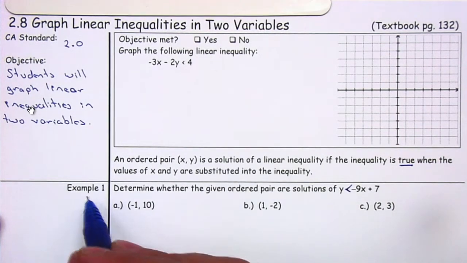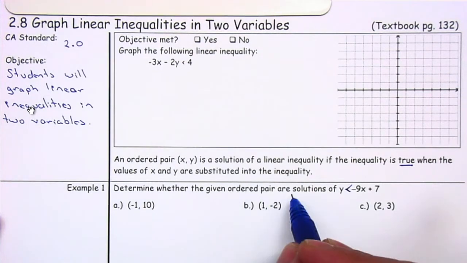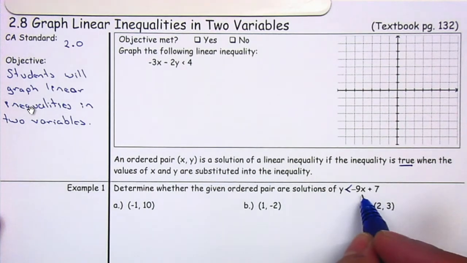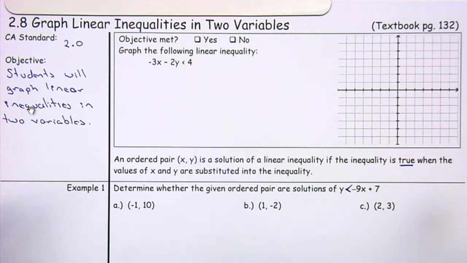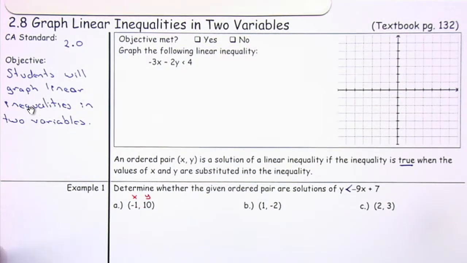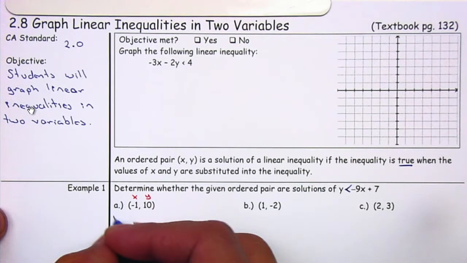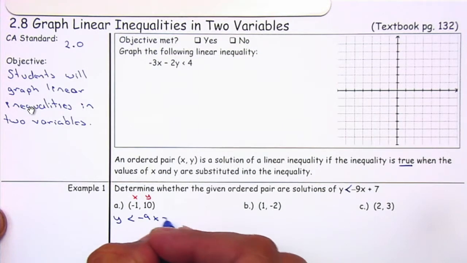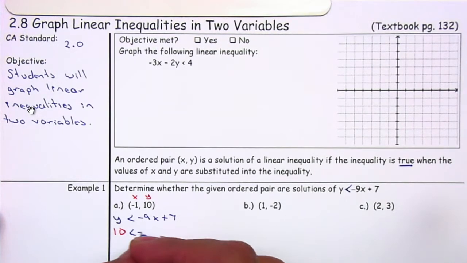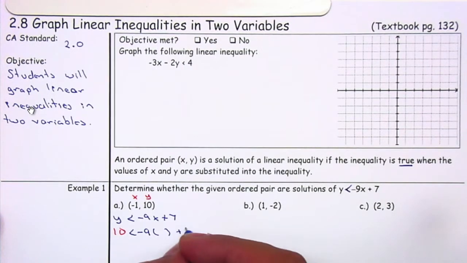For example, number 1: determine whether the given ordered pairs are solutions of y is less than negative 9x plus 7. We are going to substitute the value of x and the value of y into the inequality. If it's true, it's a solution. If it's false, it's not a solution. Instead of the y, we're going to plug in a 10, and instead of the x, a negative 1.